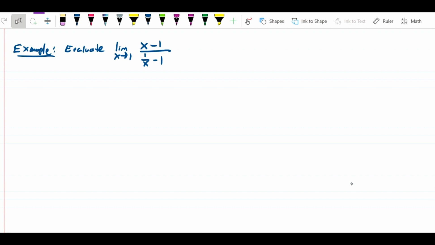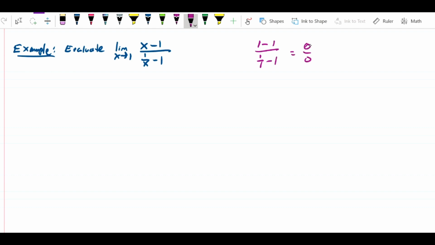Let's do one more of these. It's kind of similar, but it looks a little bit different. Let's evaluate the limit as x approaches 1 of x minus 1 over 1 over x minus 1. I realize it's kind of a compound fraction, but it's a perfectly legitimate expression. First of all, substitution clearly gives us 0 over 0. We have 1 minus 1 over 1 minus 1. That gives us 0 over 0.